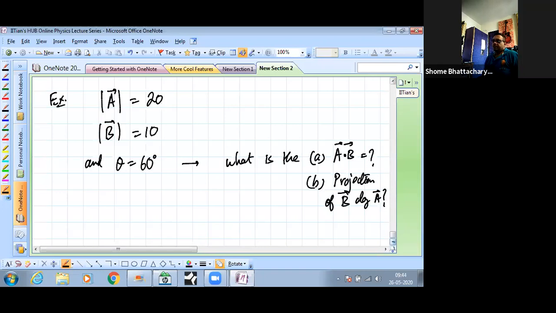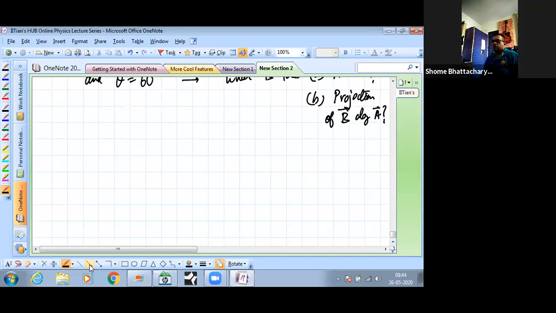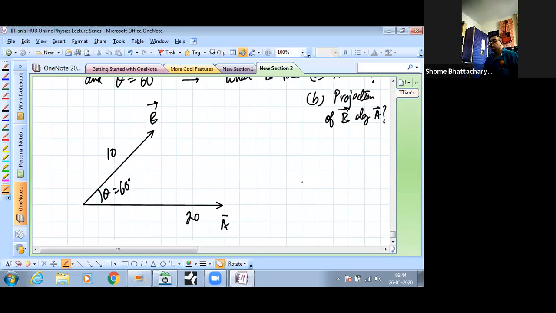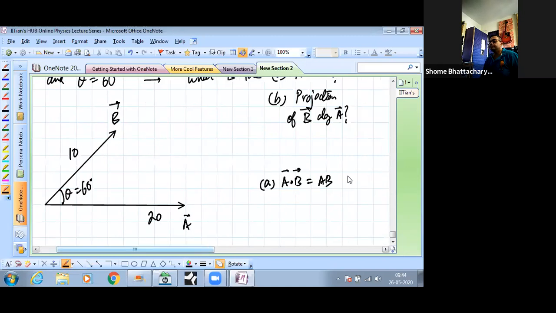So now you understand here what is happening is, if suppose this was my vector A, then my vector B will be somewhere here. A's magnitude is 20. But more importantly, this angle theta is 60 degrees. So your first part's answer, A dot B, is AB cos theta. That is nothing but 20 into 10 into cos 60. So that's 100.